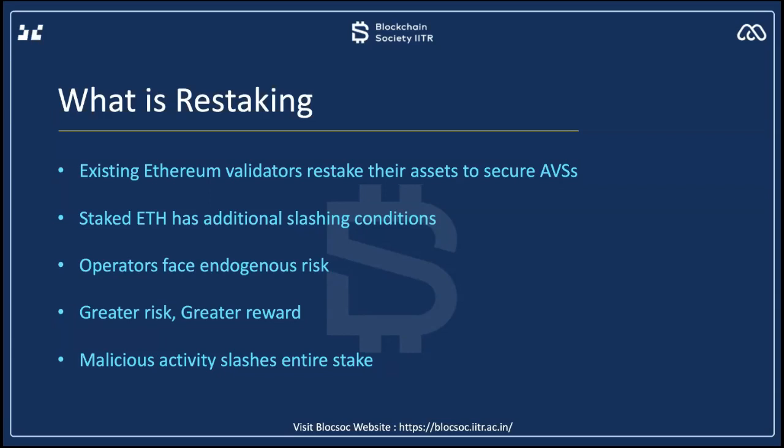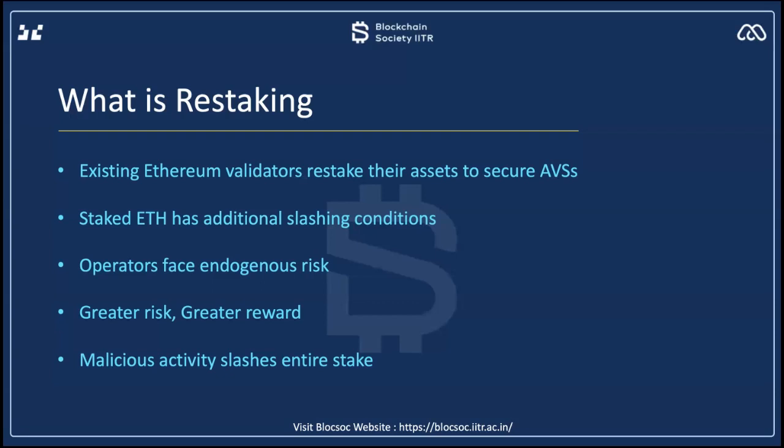But with higher risk also comes higher reward, because since you're doing more tasks, you're attesting blocks on Ethereum and you're providing data for the Oracle, you're getting rewards from both of these sources. You're trading risk for reward. You're exposing yourself to higher risks, but you're also getting higher rewards for that. And this is not just any type of risk. This is something called endogenous risk.